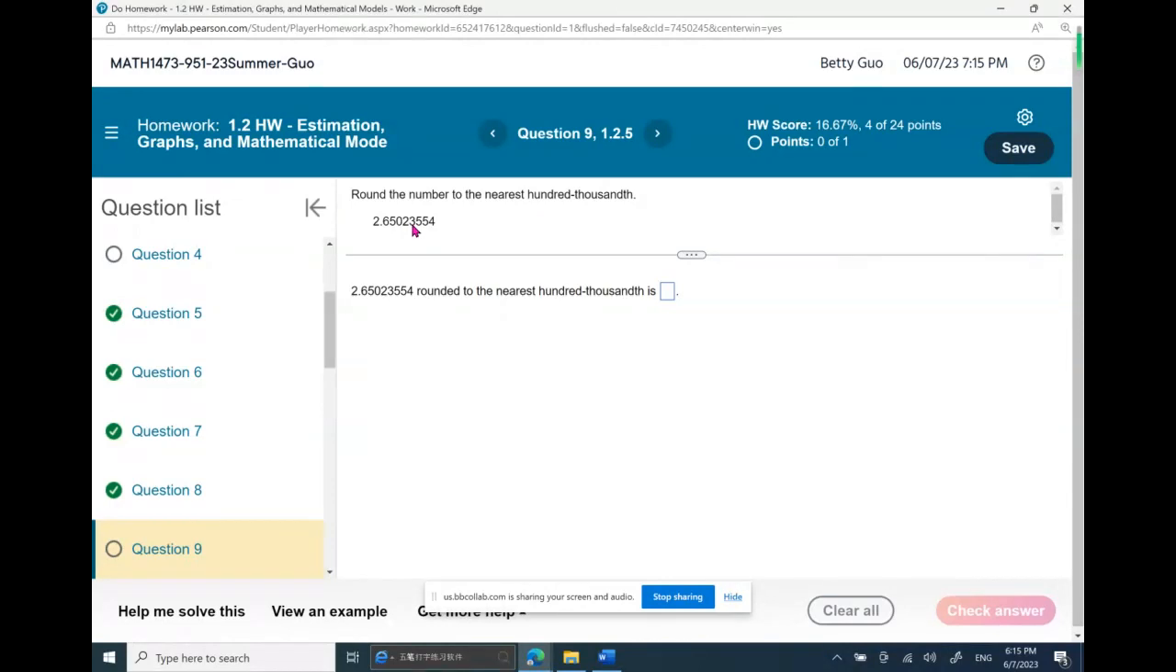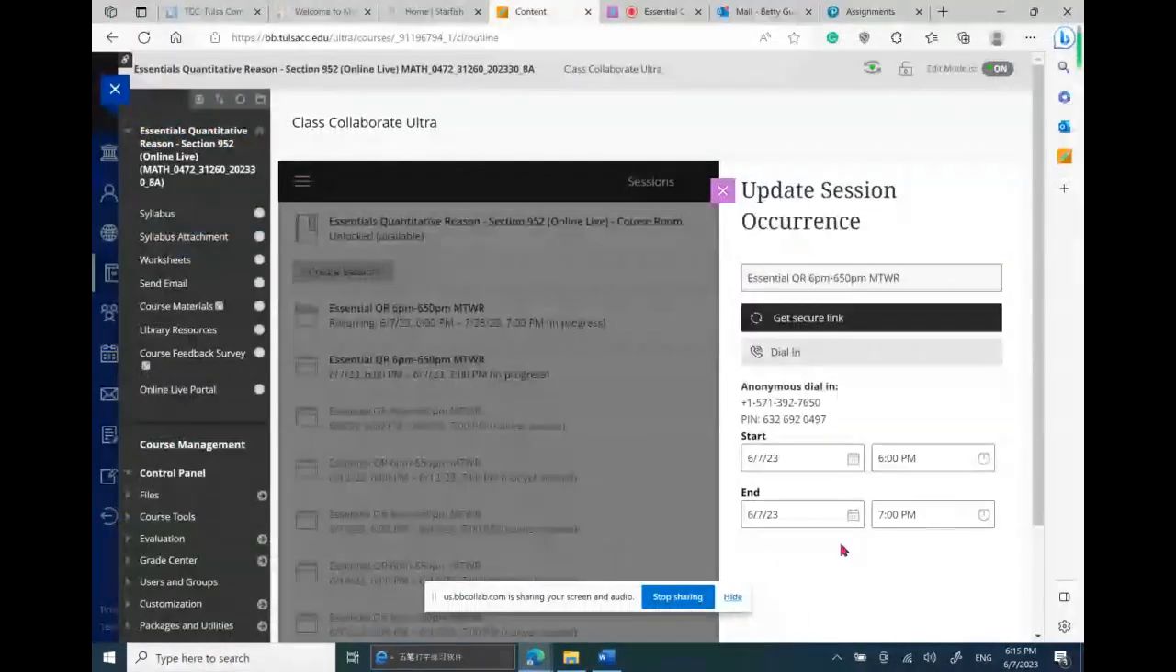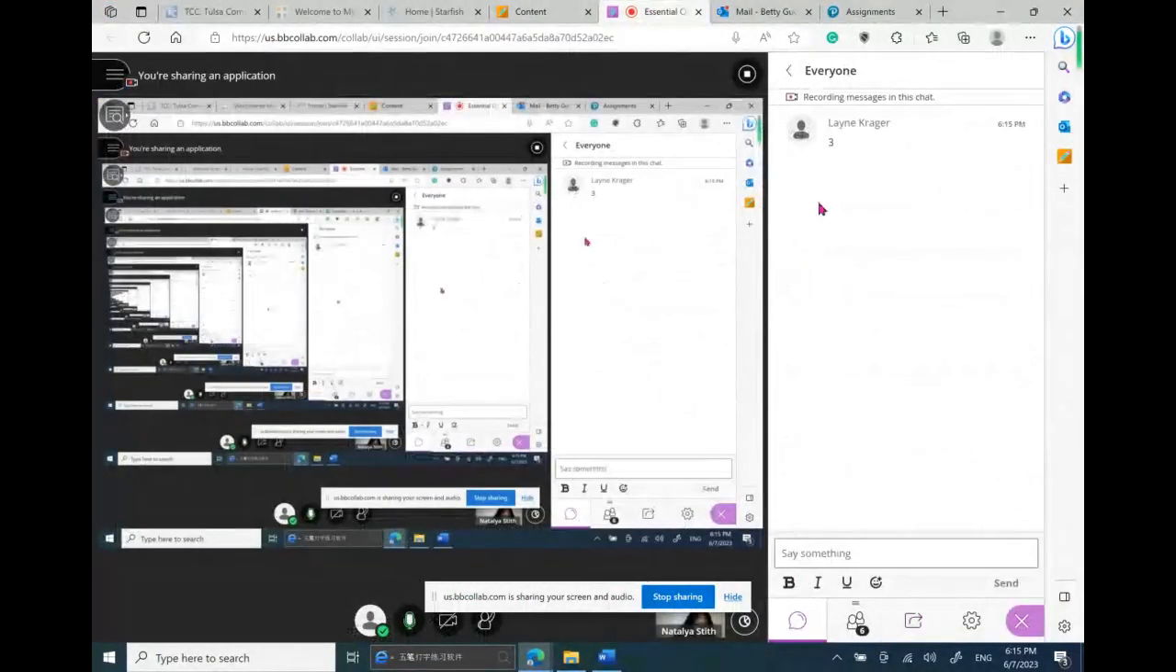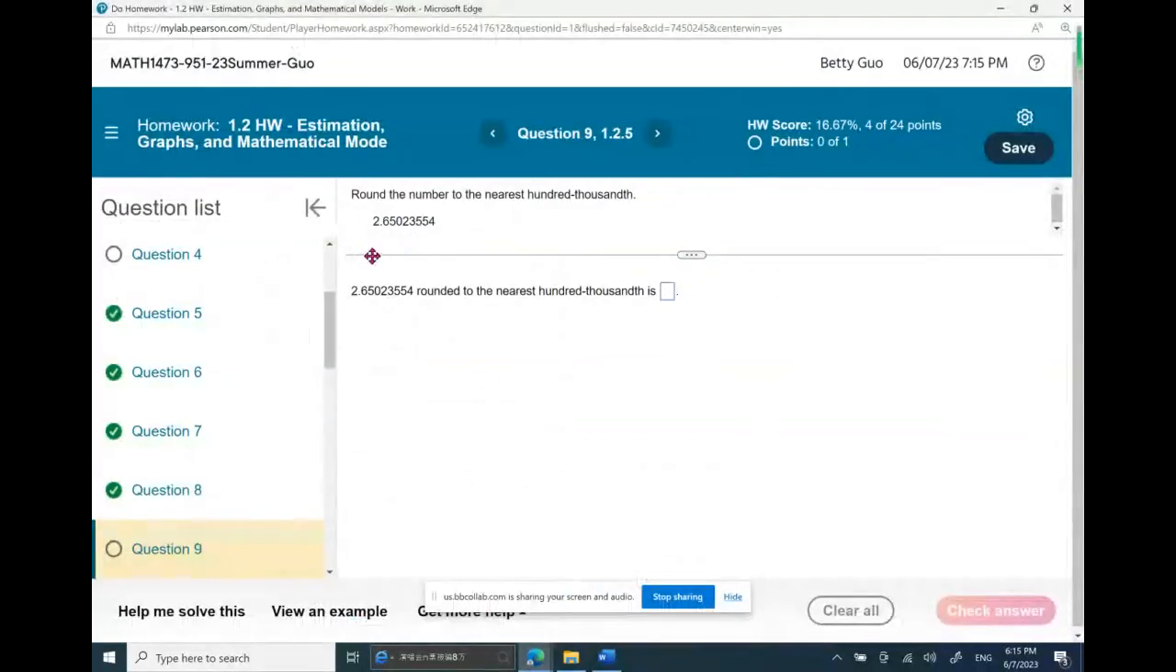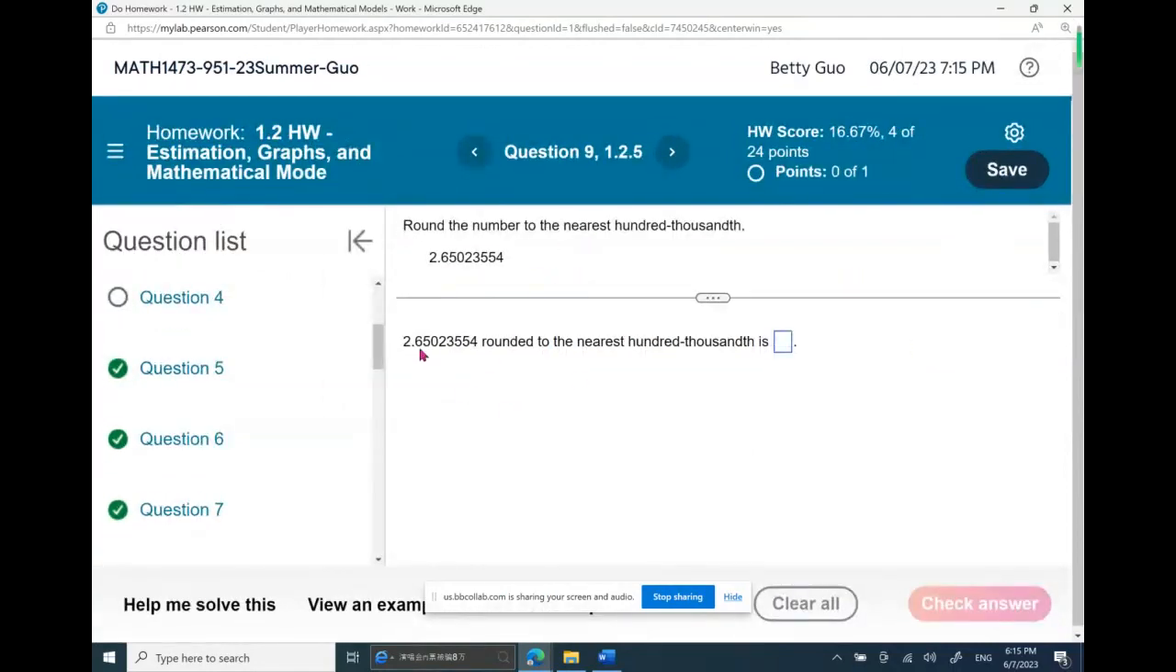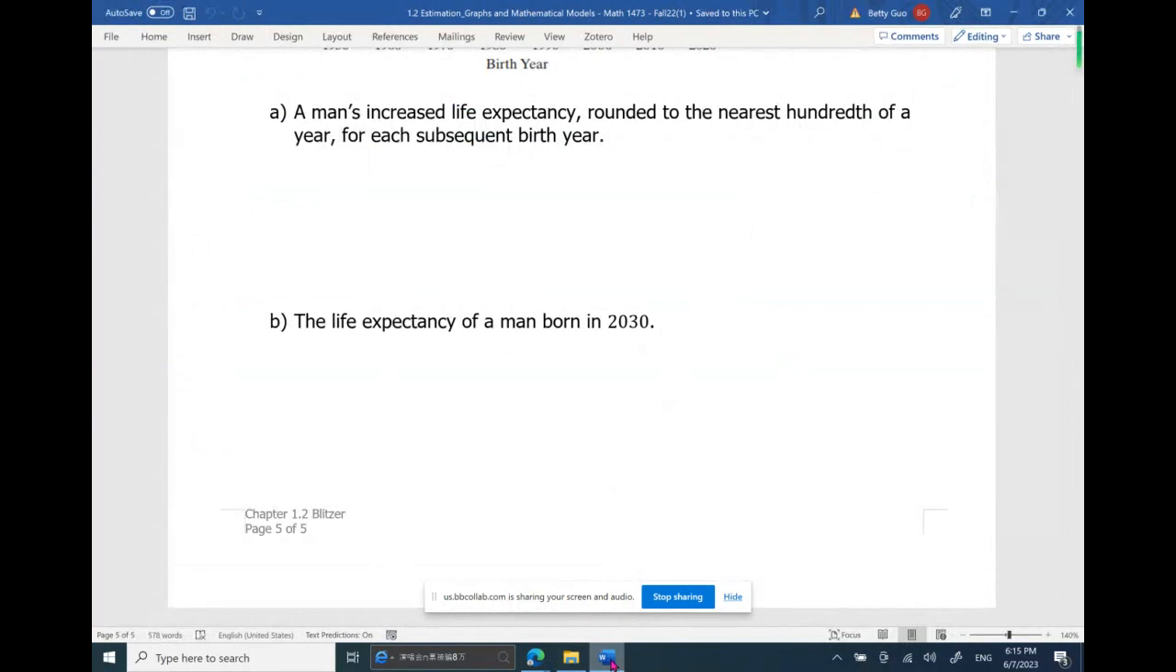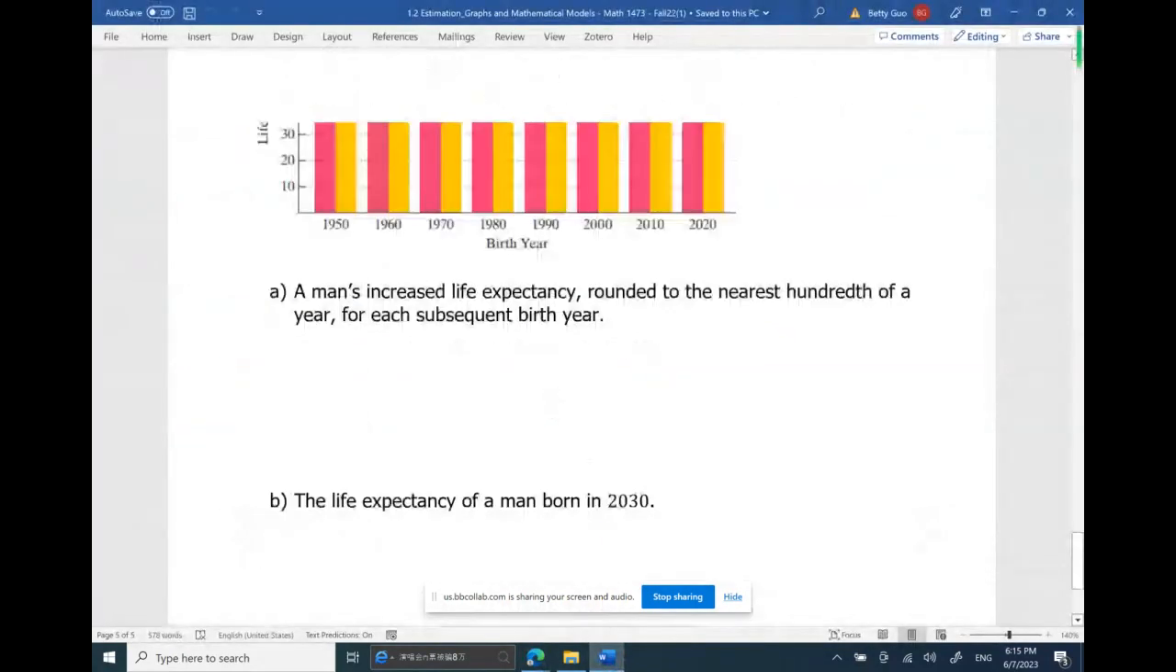Hello? Let's see the chat. The 0? 3. Lane is correct. It is 3. Let's go back. Let's see why it is 3. So this 6, the number. Let me see if I can make this bigger. It's pretty small for me as well. So it's decimal, right? 2.650235554.